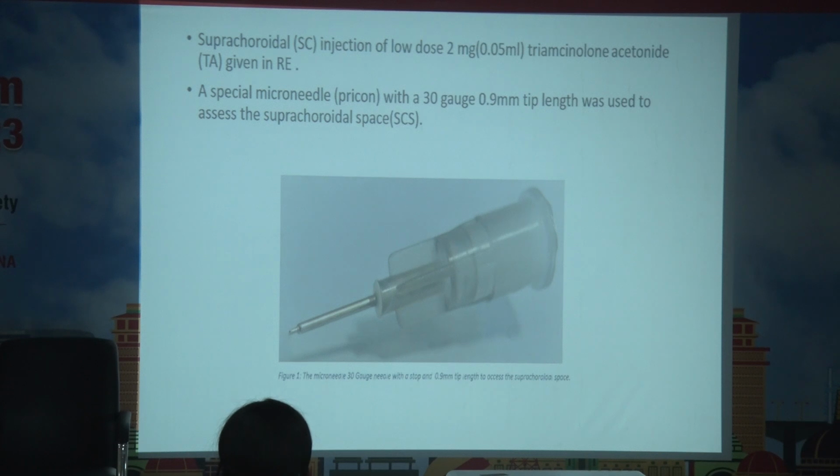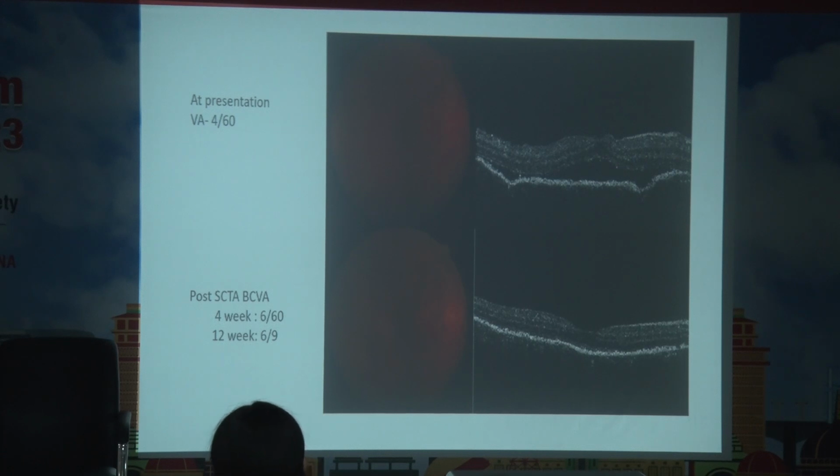To get rid of oral medications, we planned for suprachoroidal injection of low dose, that is 2 mg per 0.05 ml triamcinolone acetonide. Special microneedle with a 30 gauge, 0.9 mm tip length was used to access the suprachoroidal space. At presentation, when she came, right eye visual acuity was 4/60, and post suprachoroidal triamcinolone, her best corrective visual acuity at 4 weeks was around 6/60, and at 12 weeks, the lower diagram, this is of 12 week presentation, her vision was around 6/9 in right eye.